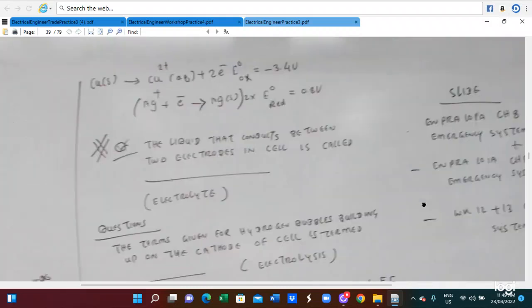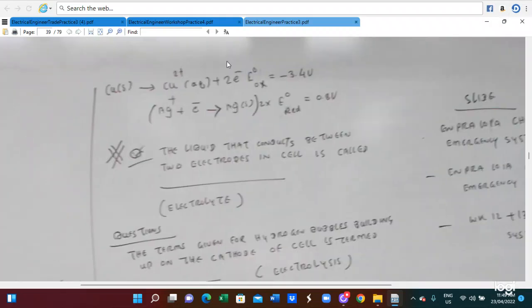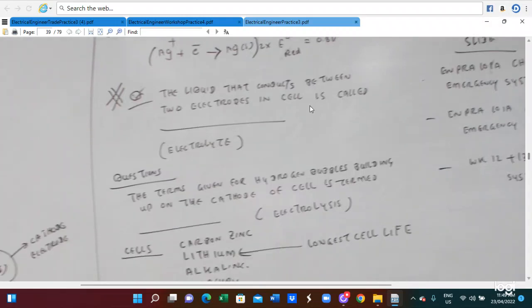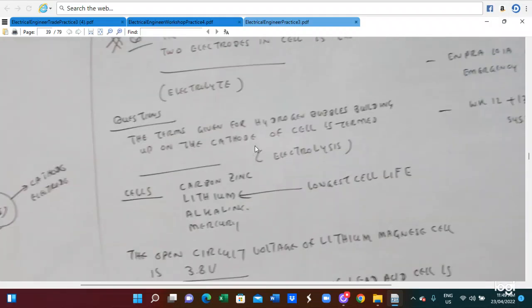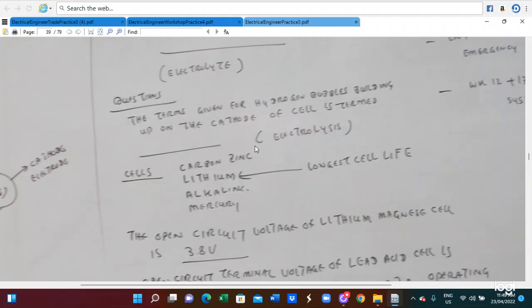So when charging, there will be electrovoltage changing in this charging system. The electrolyte used is the liquid that conducts between the two electrodes. So this is the electrolyte. Particles are bagging. So this is the electrolysis system.